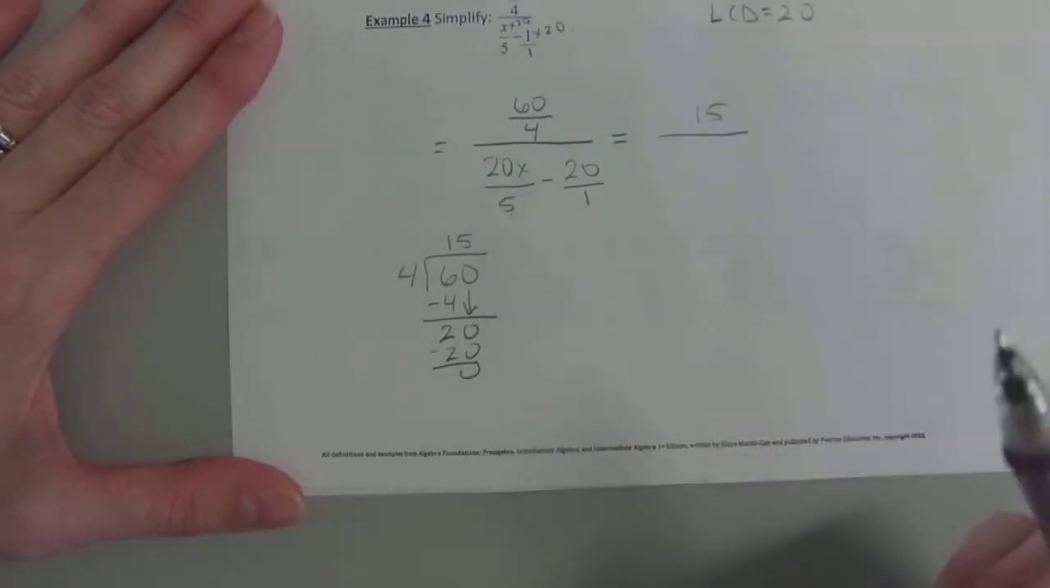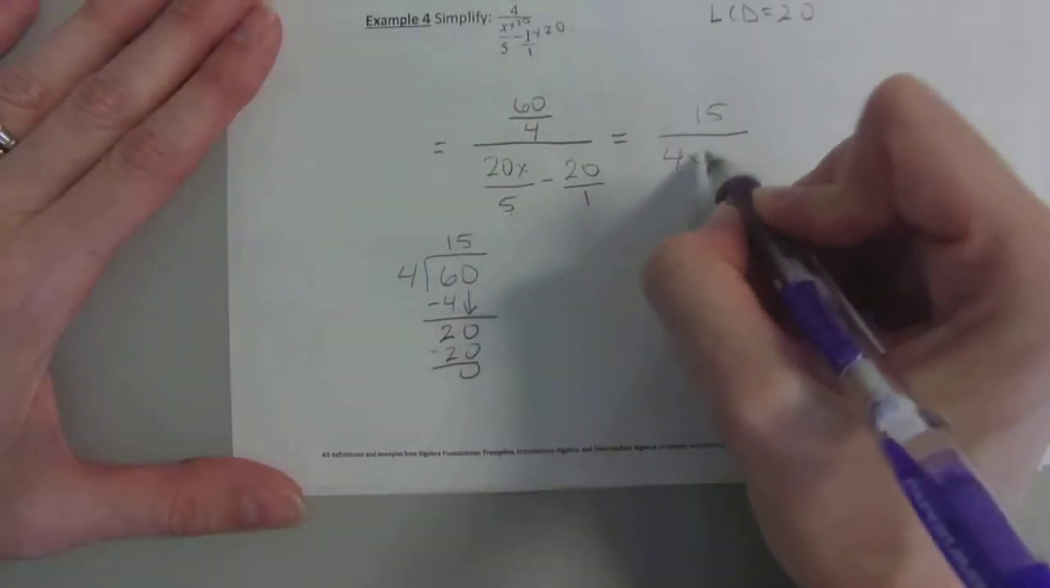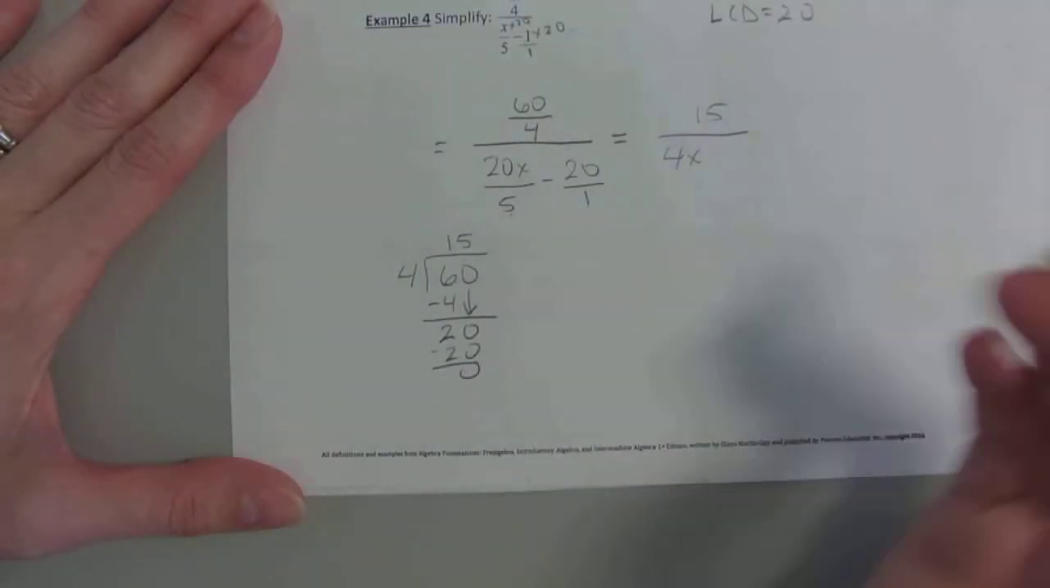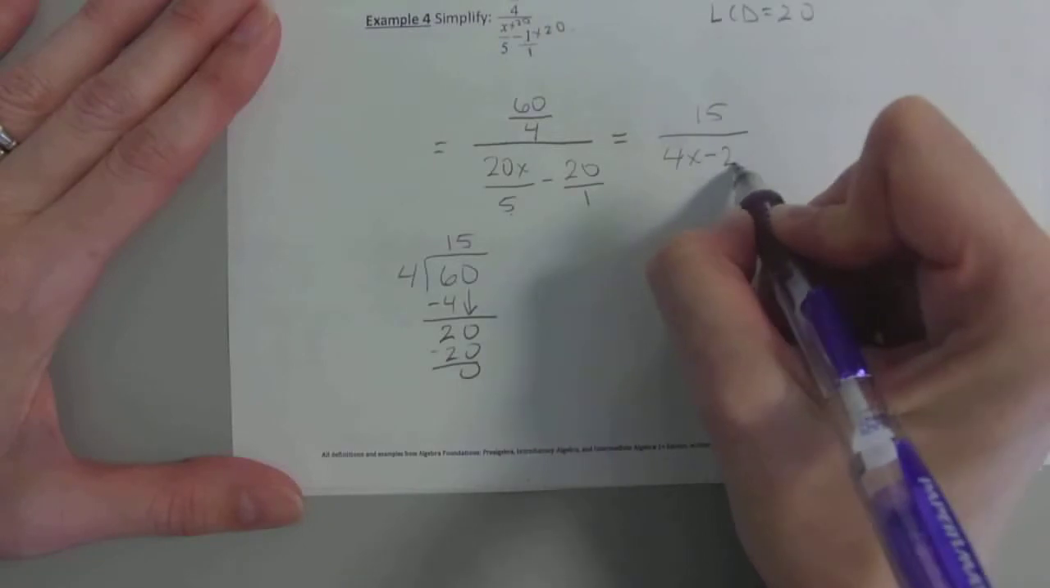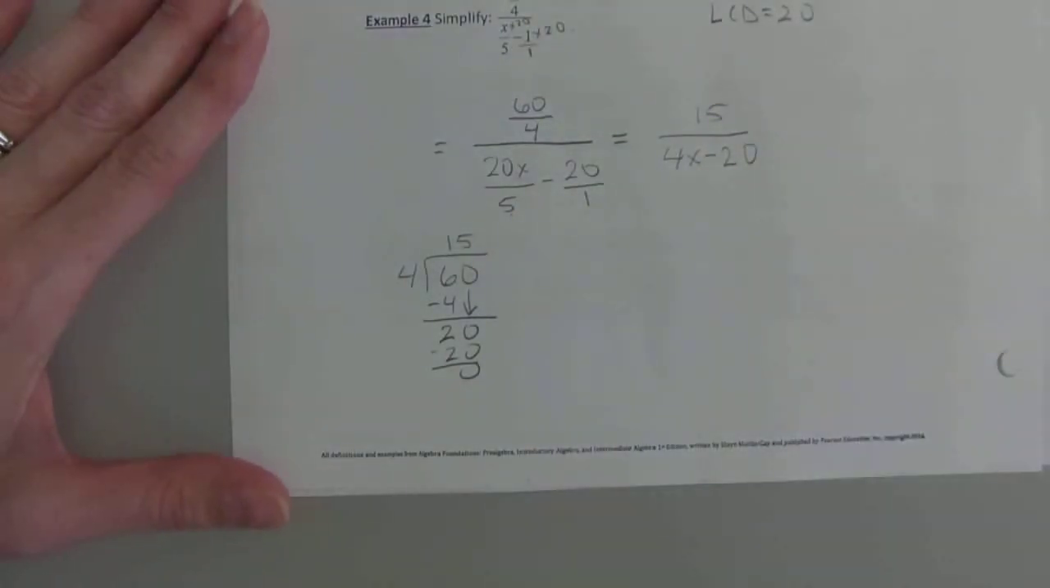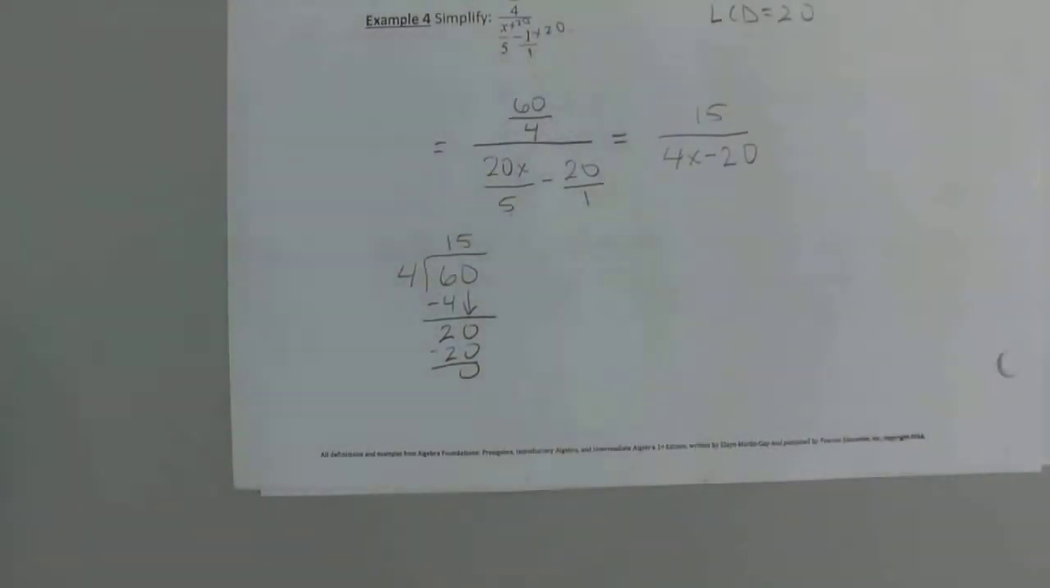All right. So what is 60 divided by 4? It's just 15. Over here, what's 20 divided by 5? 4. And 4x, x is just going to hang out. And what's 20 divided by 1? Just 20, right? Guess what? We're done. Why can't we go any further on that one?